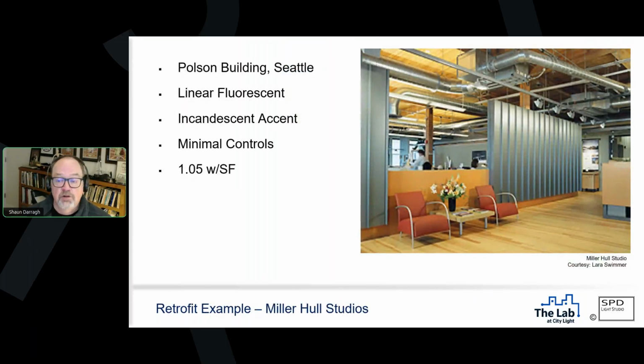Here's a retrofit example, which is Miller Hull Studios here in town, right? It's a Polson building in Pioneer Square. This is what it looked like initially. It had incandescent accent lighting and linear fluorescent light fixtures everywhere. The biggest thing was that it had one lighting control zone. You walked in, you turn the lights on for the entire floor plate, right? It's one whole floor plate of this building. You could have one person working on a Sunday and the entire place had to be lighted for that one person to work.